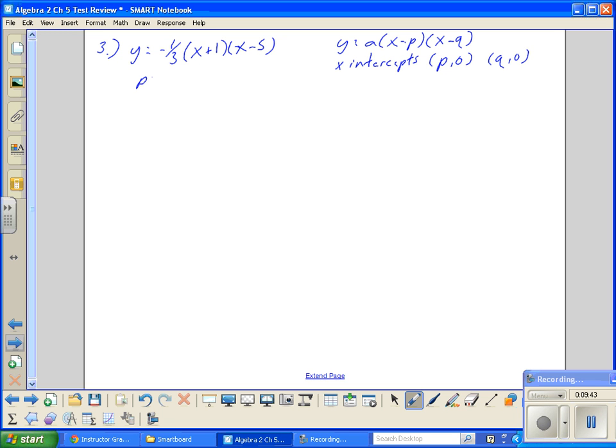So our p from that equation is going to be right where we've got x plus 1. Since it's x minus p and x minus q, the p is the opposite sign of what it is in the equation, and the q is the opposite sign of what it is in the equation. So it's plus 1, which makes my p negative 1, and my q is negative 5 inside there, so it's going to come out as a positive 5 for q. So I've got the point (negative 1, 0) and the point (5, 0).